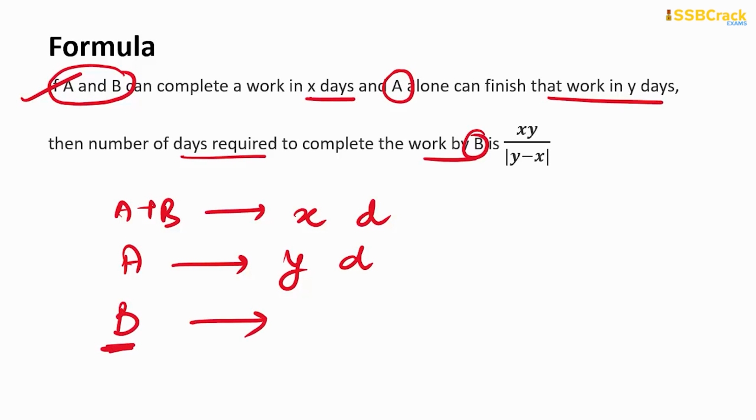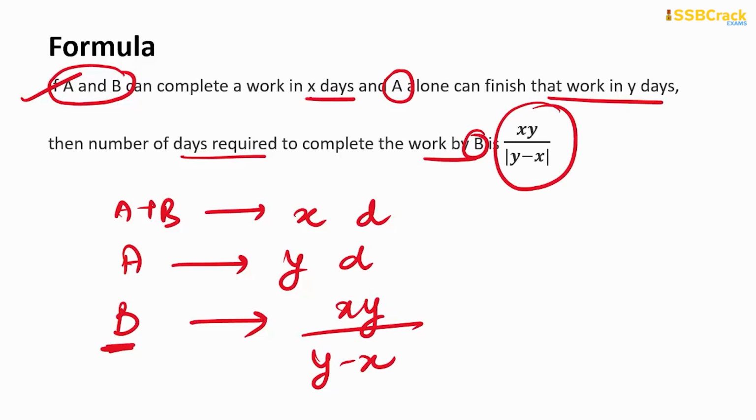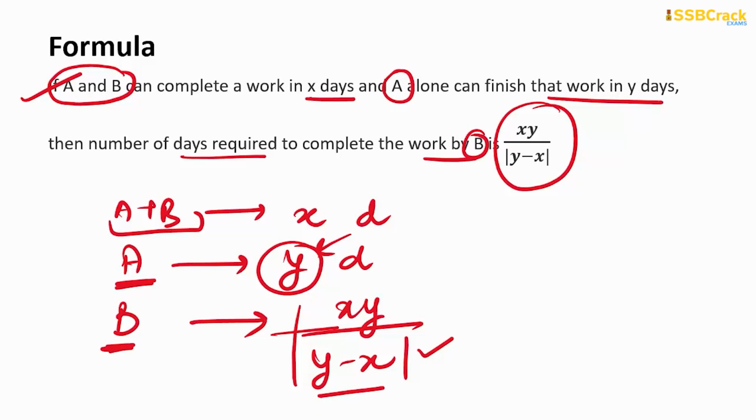So we can directly use this formula and it will be given by xy upon modulus of y minus x, right? And I have taken modulus in the denominator so that you can always remember that you have to subtract the smaller quantity from the bigger quantity in the denominator, right? So also you can see that always the time taken by a single person will be more than the time taken by two persons to complete the same work. So here y will always be a bigger quantity. That's why we will subtract x from y in the denominator. So let's take an example on this formula.